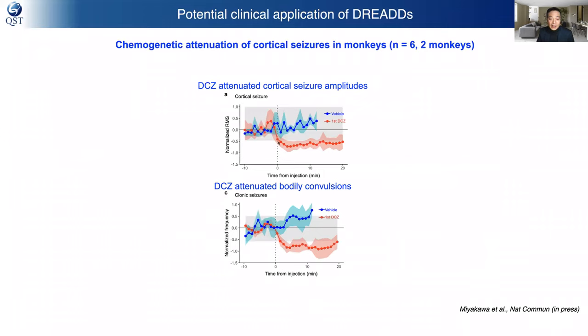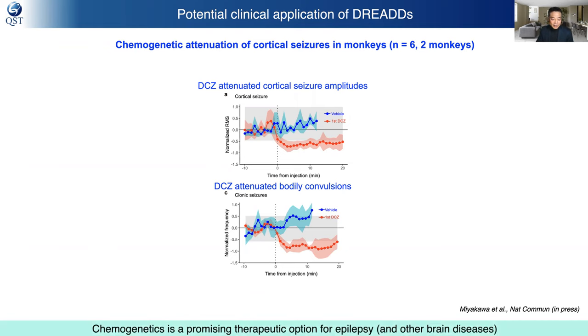As you can see here, after DCZ administration, seizure amplitude quickly dropped significantly, and bodily convulsions also all dropped within 1, 2, 3 minutes following the DCZ administration. This is a nice demonstration of chemogenetic attenuation of cortical seizure in monkeys, and a fast application of this kind of DREADD technology in potential clinical application. And probably chemogenetics is a promising therapeutic option for epilepsy and probably for other brain diseases.